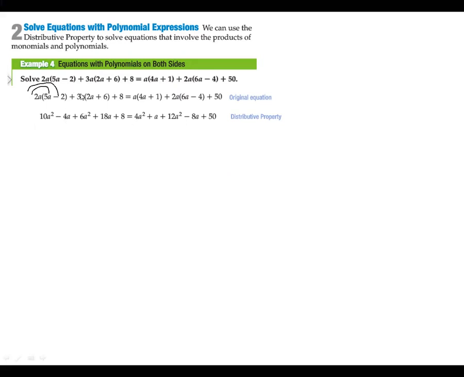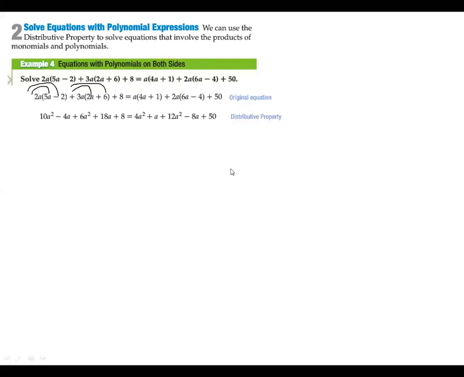The 3a times the 2a gives you 6a squared. The 3a times the 6 gives you 18a plus the 8. Distributing the a to the 4a plus 1 gives you 4a squared plus a. The 2a to the 6a minus 4 gives you 12a squared minus 8a. And then you just have plus 50.